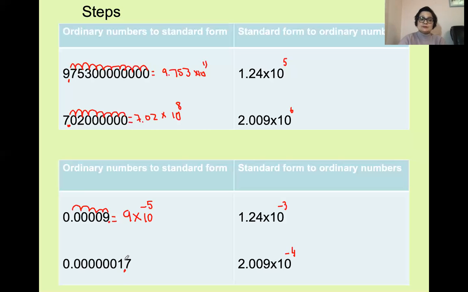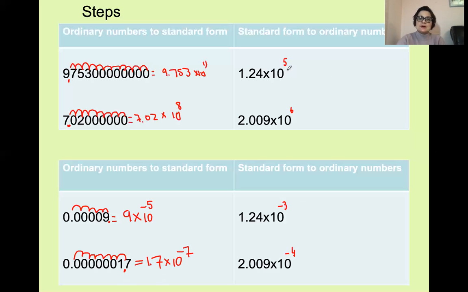Next one, this is where we place the decimal point. We count from the decimal point to the left. So we have 1, 2, 3, 4, 5, 6, 7, and stop here. So our answer is going to be 1.7 times 10 to the power of minus 7. So 1, 2, 3, 4, 5, 6, 7, to the power of minus 7.